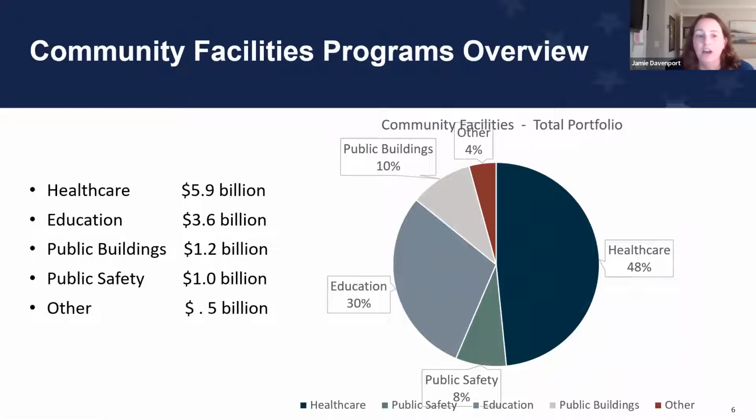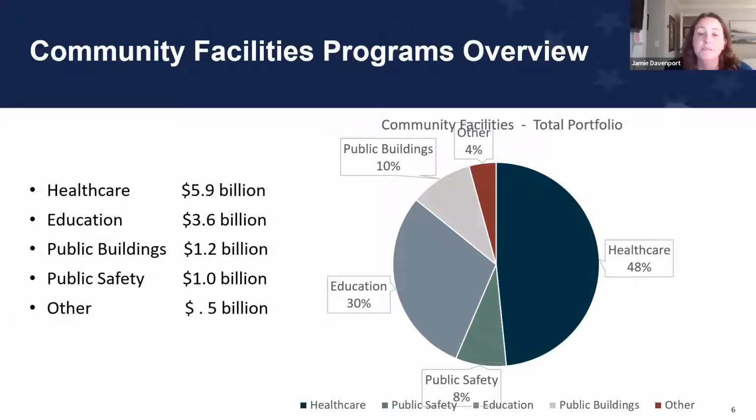Here is just a breakdown of the distribution of the portfolio itself. As I mentioned, it's about a $12 billion portfolio, half of that being in healthcare, and then just under $4 billion in education. The vast majority of this funding is concentrated in loans. We get more than $2 billion in loan funding each year, which has been more than we need to meet the type of demand that we typically see in a year. We have plenty of funds available.